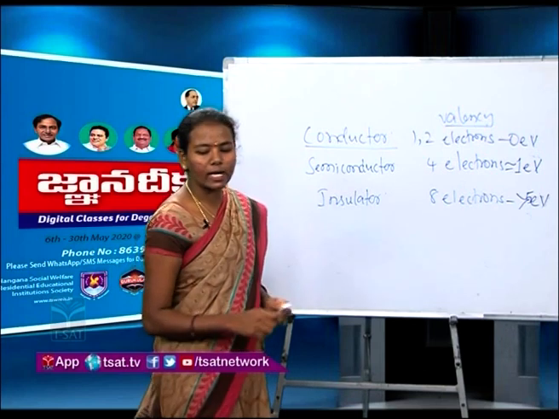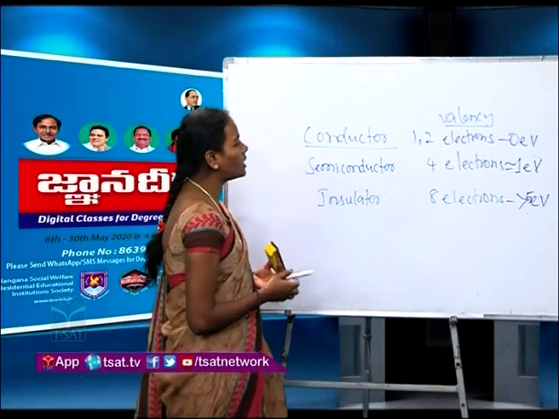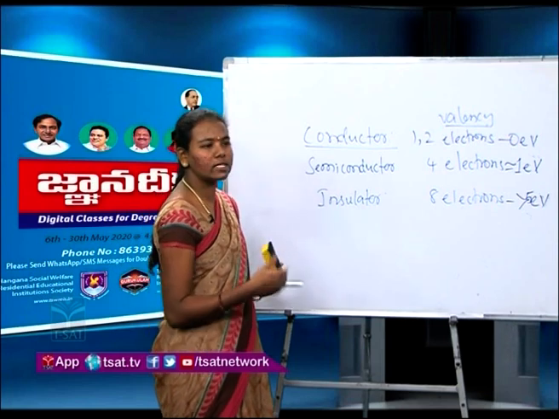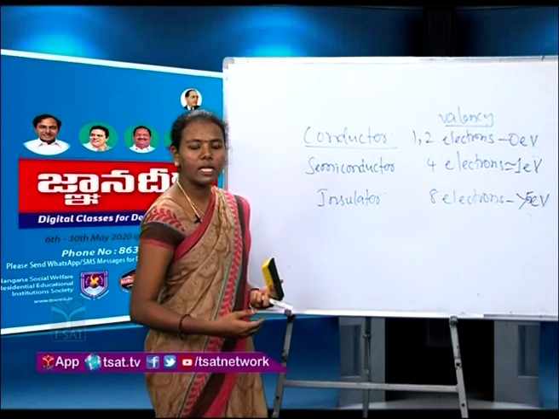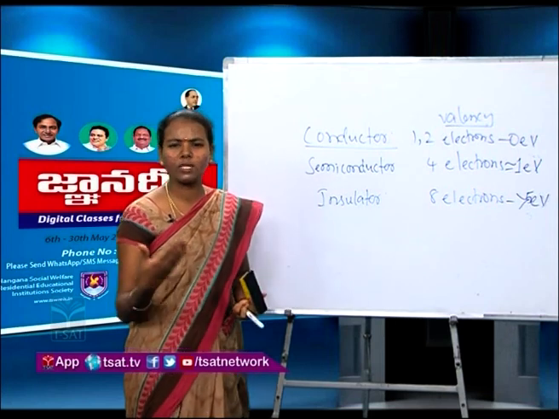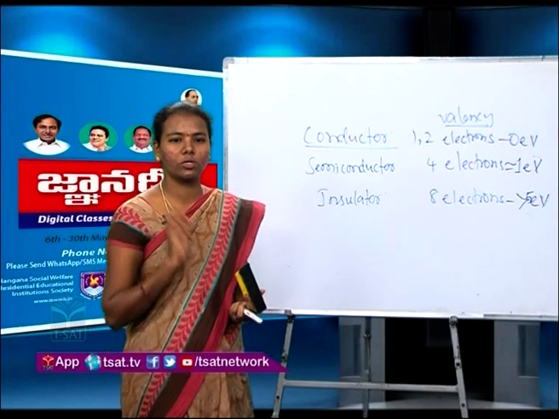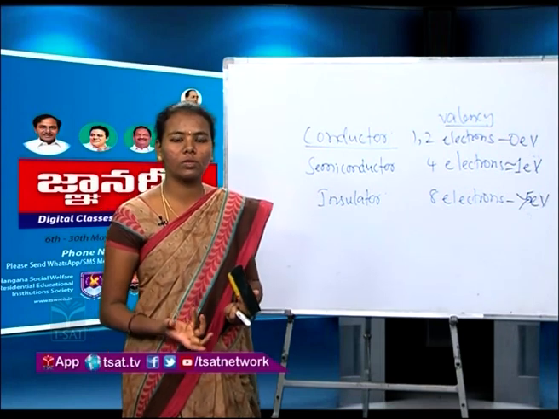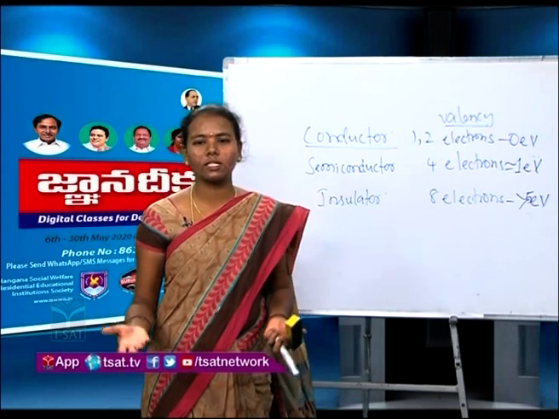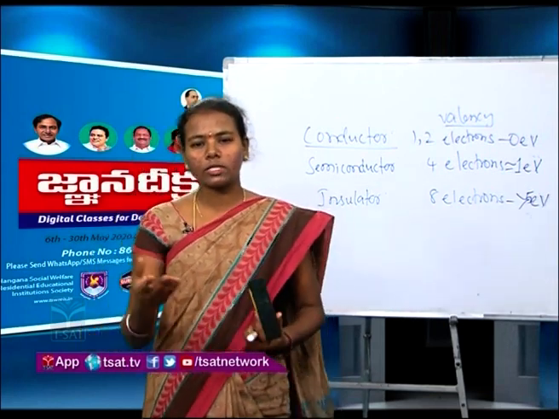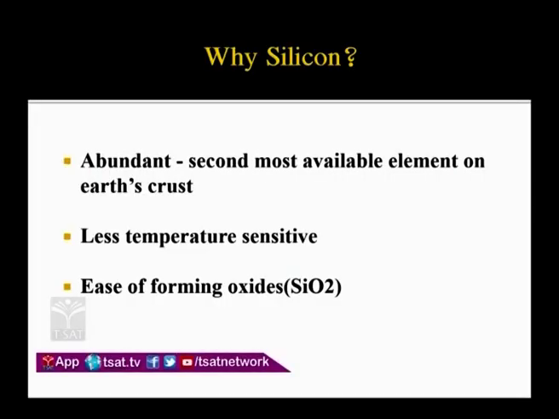So in semiconductors, there are different types. Silicon is there, germanium is there. Tetravalent elements are carbon, silicon, germanium, and tin. Of all these, we use silicon the most, and there are a number of reasons why. If you see the slide, silicon is the most abundant of these in the Earth's crust compared to germanium. It is the second most available element in the Earth's crust.